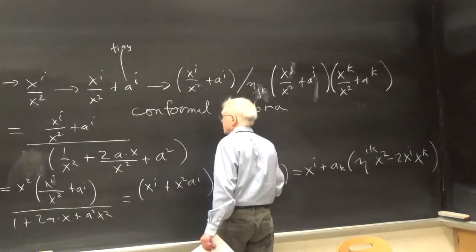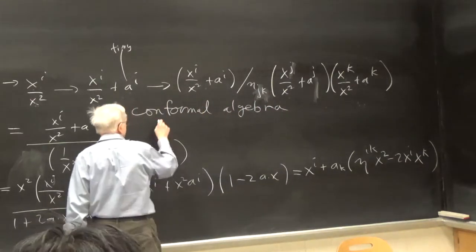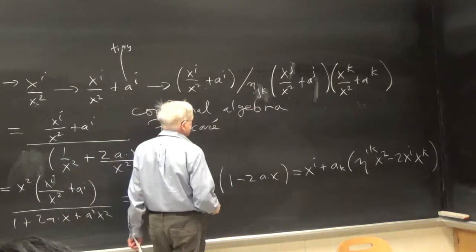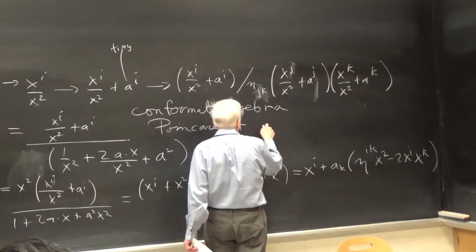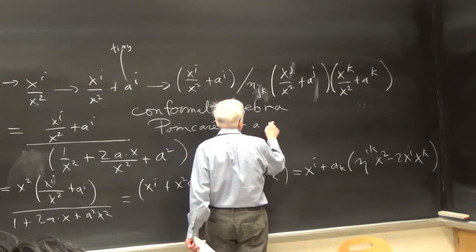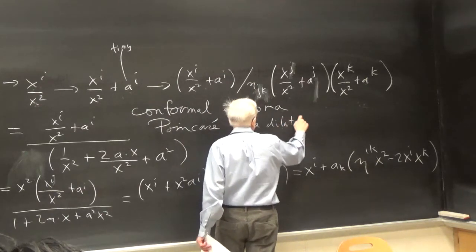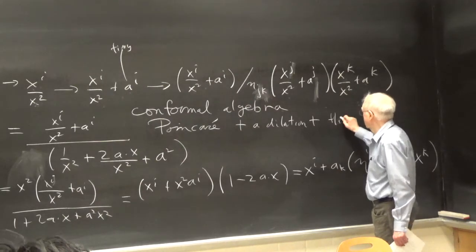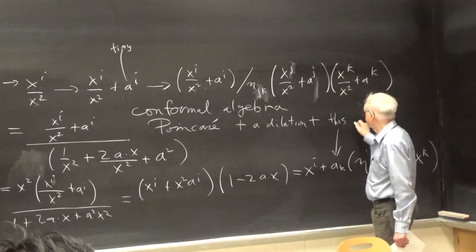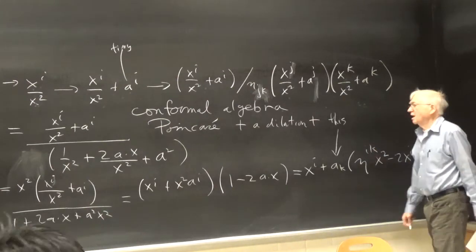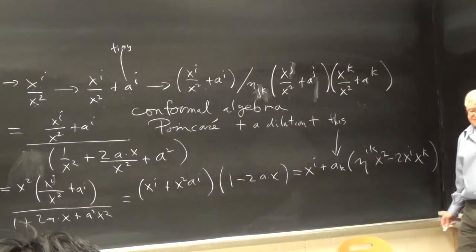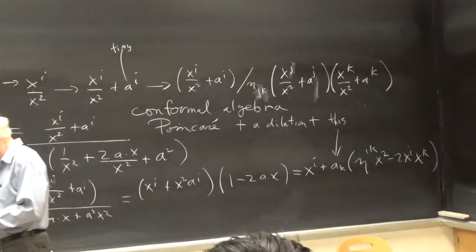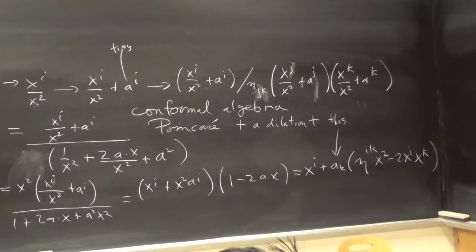I'm getting a little bit ahead of the story here. It is the Poincaré algebra plus dilation, a dilation plus this conformal transformation. Okay, so that's the conformal algebra. Those operations. Now let's go back to Killing's condition.